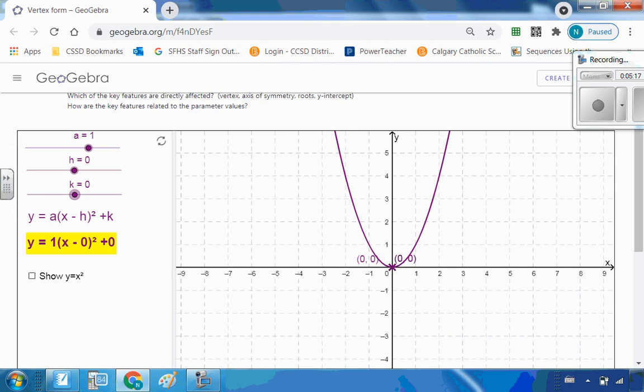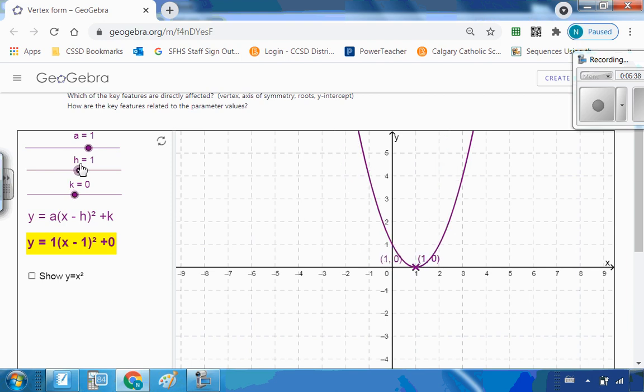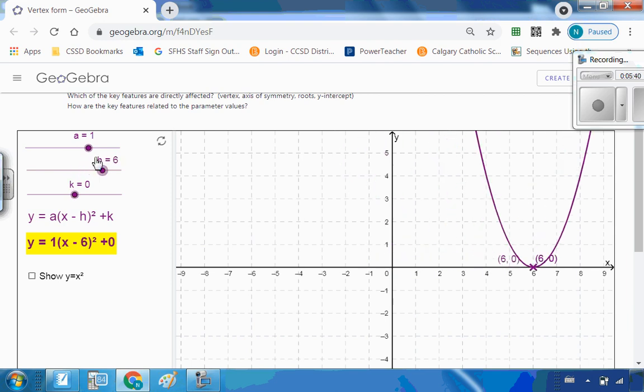It's inside the bracket. So we've had A that opens up or down, makes the graph wide or narrow. We've had our Q value, which moved the graph up and down. The only thing left that we have to do is move the graph left and right. So let's look at what happens when our p-value is positive. If I make my p-value positive, I go over in this direction. I go to the right.